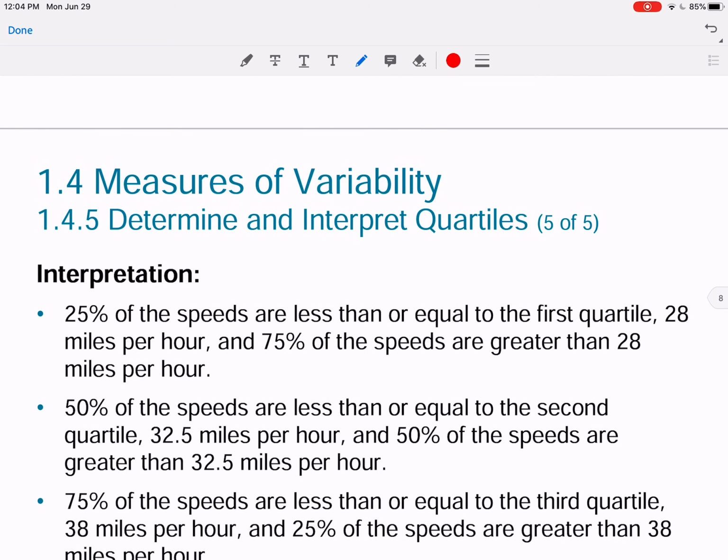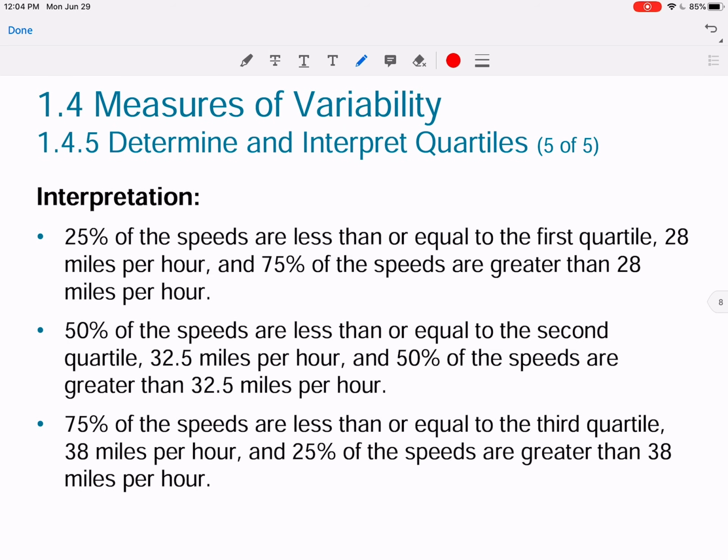Now let's take a look at the interpretation. The interpretation is just coming from the definition of the quartiles. So 25% of the speeds are less than or equal to the first quartile, 28 miles per hour, and 75% of the speeds are greater than 28 miles per hour, because the first quartile divides the whole data set into the bottom 25% and the top 75%.